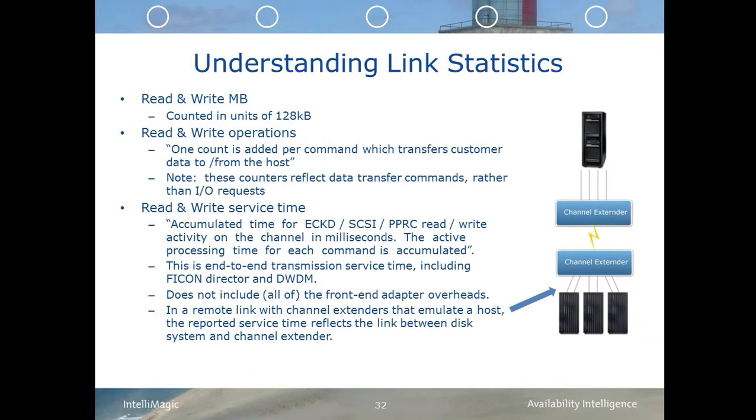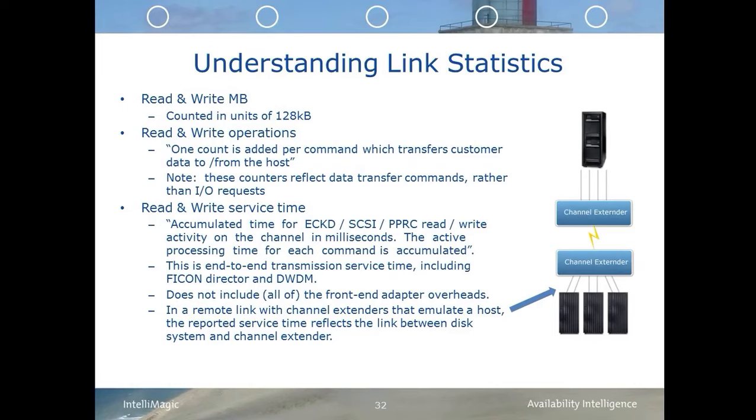Here are some details on how the link statistics are collected and what is included. The read and write megabytes are counted in increments of 128 kilobytes. Each command that goes across the links is counted towards the read and write operations. Thus, it is not uncommon for the link ops per second to be much higher than the I/O request rate, since each I/O request may contain several commands.